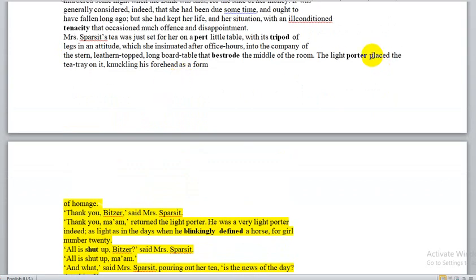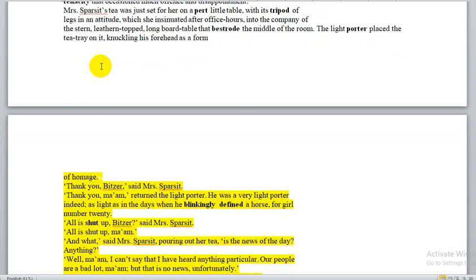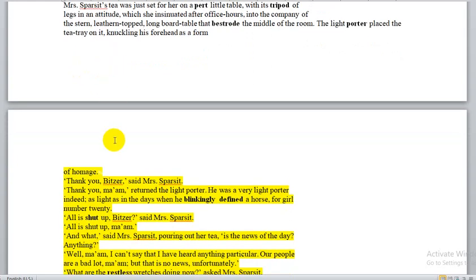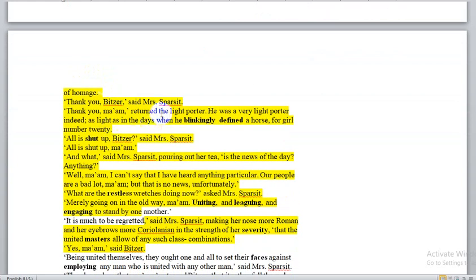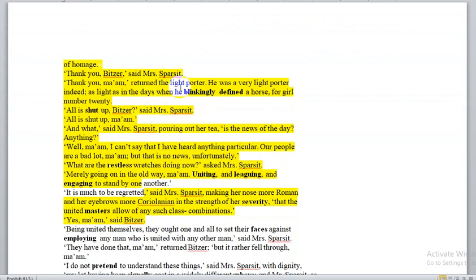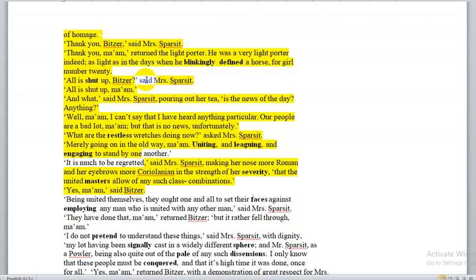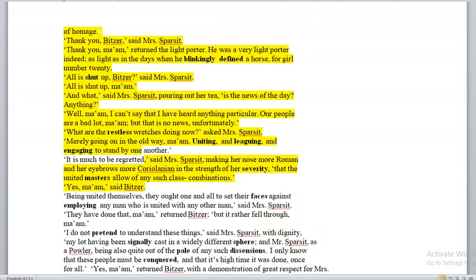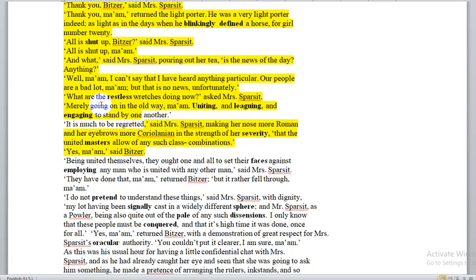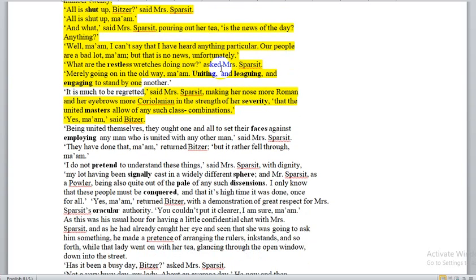The light porter placed the tea tray on it, knuckling his forehead as a form of homage. "Thank you, Bitzer," said Sparsit. "Thank you, ma'am." He was a very light porter indeed, as light as in the days when a very light porter. "All is shut up, Bitzer," said Mrs. Sparsit. "All is shut up, and what?" said Sparsit, pouring out tea. "Is the news of the day?"